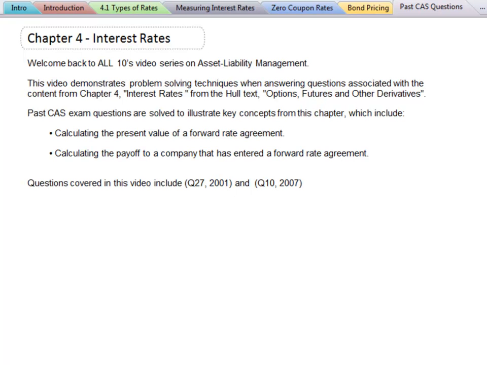This video demonstrates problem-solving techniques when answering questions associated with the content from Chapter 4, Interest Rates, from the whole text, Options, Futures, and Other Derivatives. Past CAS exam questions are solved to illustrate key concepts from this chapter, which include calculating the present value of a forward rate agreement, and calculating the payoff to a company that has entered into a forward rate agreement. Questions covered in this video include question 27 from the 2001 exam and question 10 from the 2007 exam.